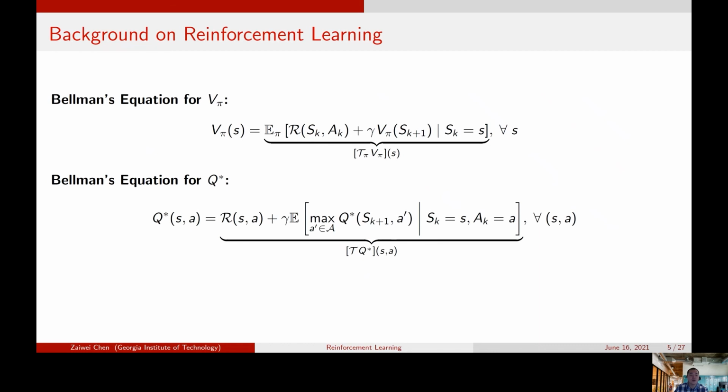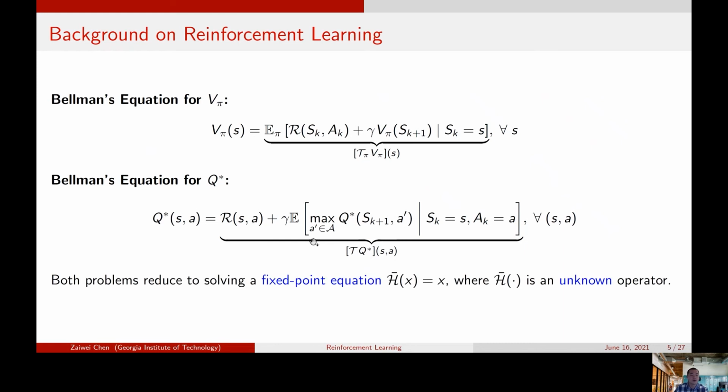Similarly, for the Q function, the state action value function associated with the optimal policy, which we call Q star, uniquely solves its Bellman equation. Here, the operator T is called the Bellman optimality operator. So finding the optimal Q function Q star is closely related to finding an optimal policy. In this case, finding an optimal policy reduces to finding Q star, which can be found by solving this Bellman equation here.